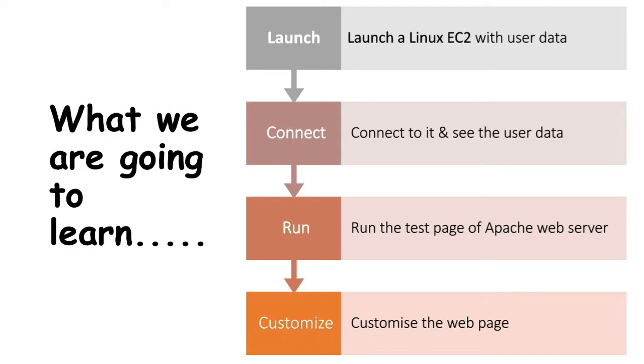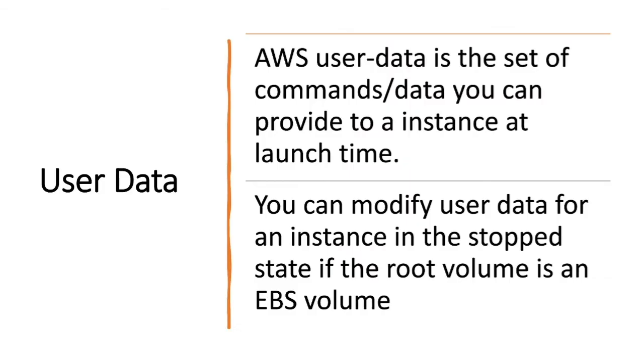Let us first have a quick view on what we understand by user data. So AWS user data is a set of commands or data that you can provide to an instance at its launch time. We have actually two ways of installing applications on our EC2 instance. The first is the usual manual way. You launch your EC2 instance, you connect to it, and then you run commands, or you install your application as you do on your usual laptops or desktop.